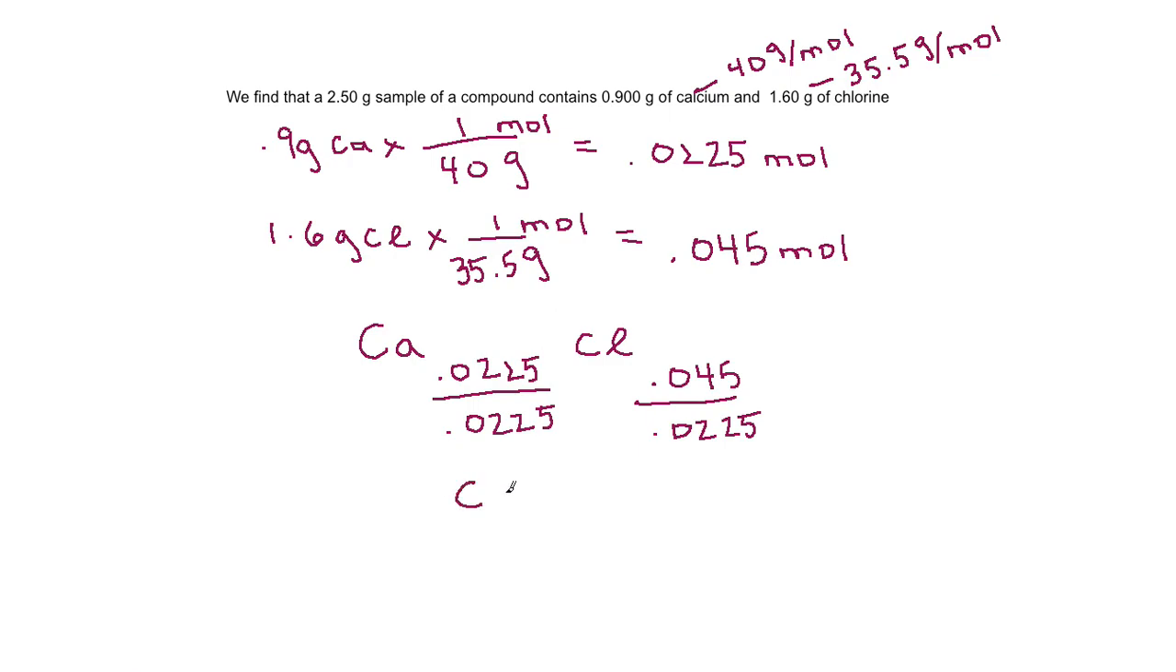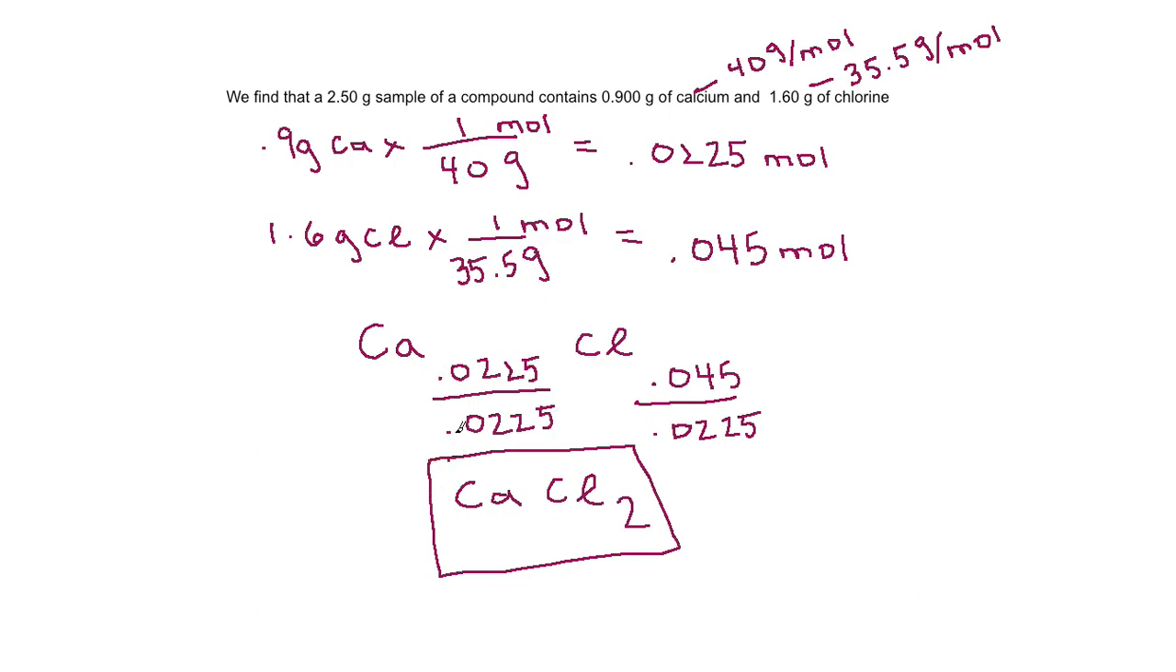For Ca, it would be a 1, because 0.0225 divided by 0.0225 is 1. For Cl, if I take 0.045 and divide it by 0.0225, I get 2, perfectly. That is quite lovely. I've got whole numbers here, and it looks very familiar: you've got calcium chloride. There is your empirical formula, and you're done.